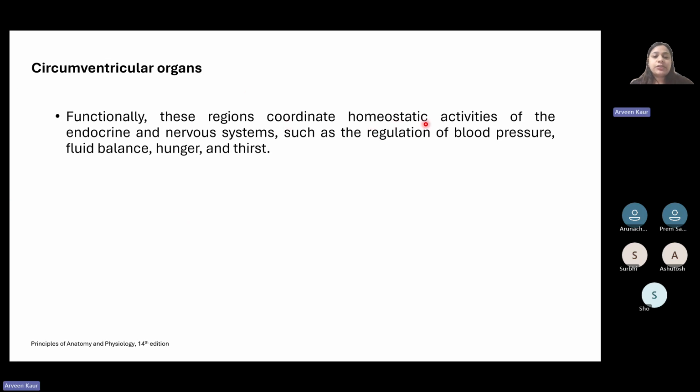Functionally, these regions coordinate homeostatic activities of the endocrine and nervous system, such as regulation of blood pressure, fluid balance, hunger, as well as thirst.